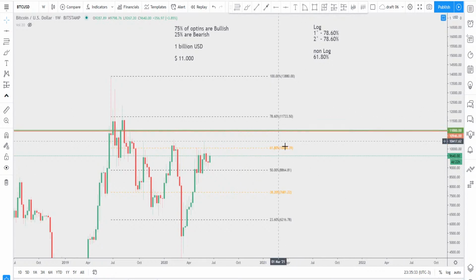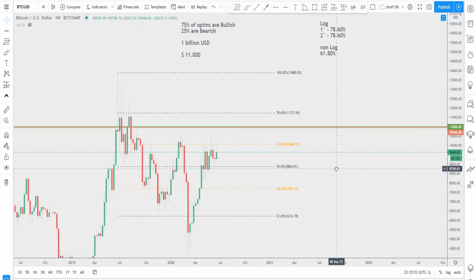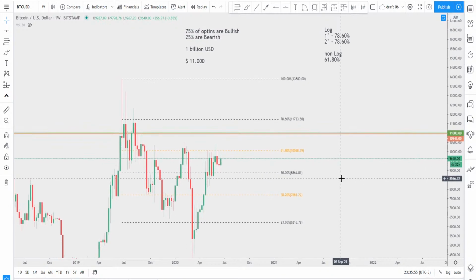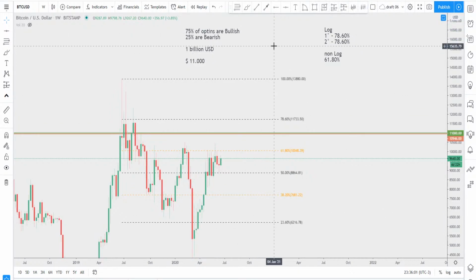Okay, so is it odd that for the bulls, the gain area, 11,000 for the bulls, is a little above this very strong level? I don't think so. And a thing that I learned: the market will always punish the people on the wrong side.